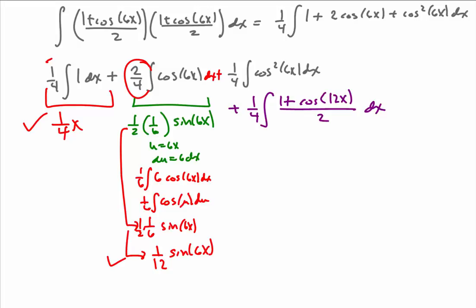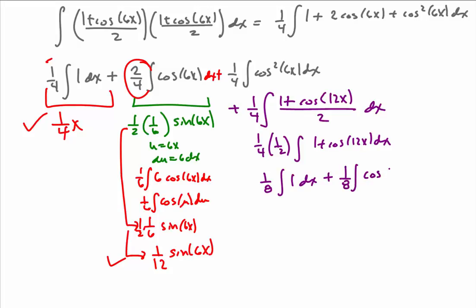Now there's quite a bit of work involved in this next one. I'm going to split this up into 2 integrals again. 1/2 plus cosine of 12x over 2 would be one way I could split this up. Another thing I could do is just go ahead and pull this 1/2 out front right away and then split this up into 2 integrals. And I think that's easier to get rid of that fraction. So this would be 1/8 the integral of 1 dx plus 1/8 integral cosine of 12x dx.